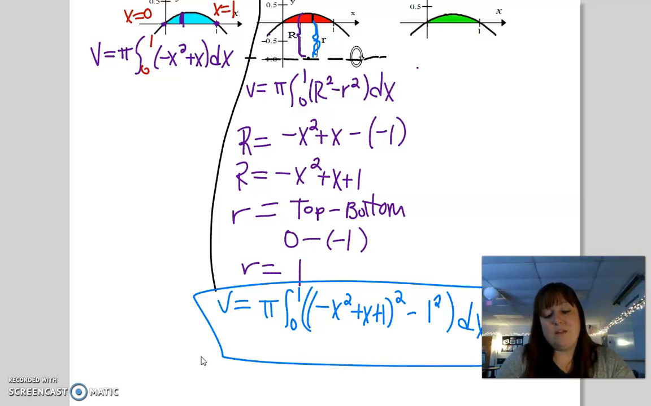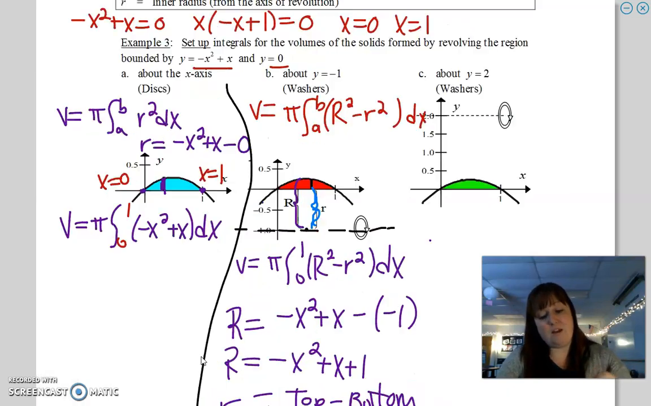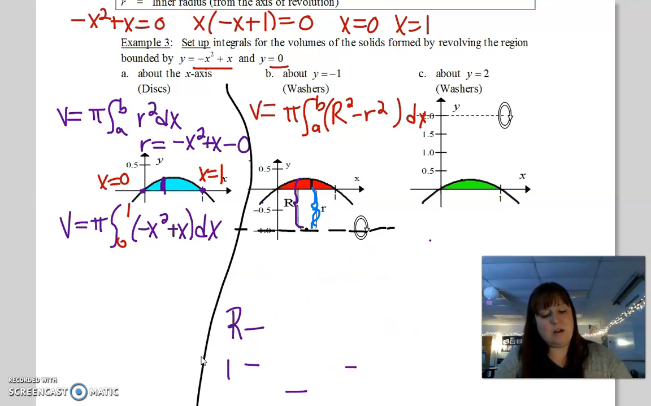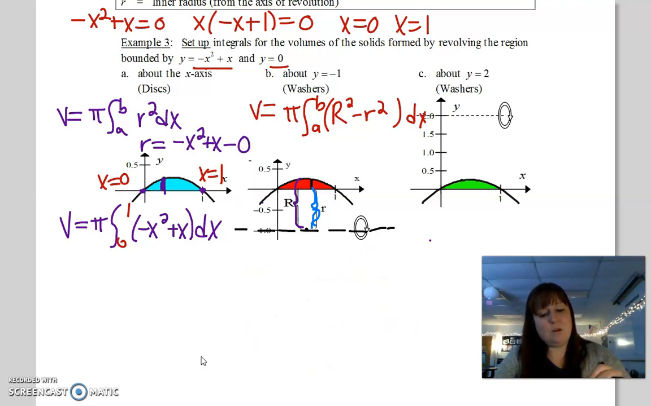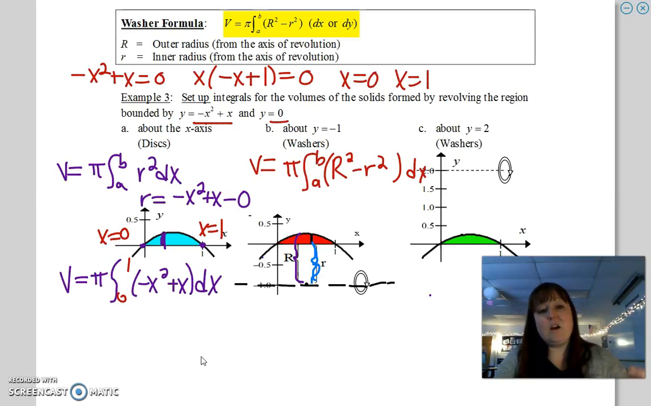Okay, the last one we're going to look at is this one. We're going to rotate it around one that's above it. So it's just a little bit more challenging to picture. I'm going to go ahead and do a little bit of erasing here so that we have plenty of space. Okay, so let's picture this one. Again, our formula stays the same. We just have to figure out what big R is and what little r is.